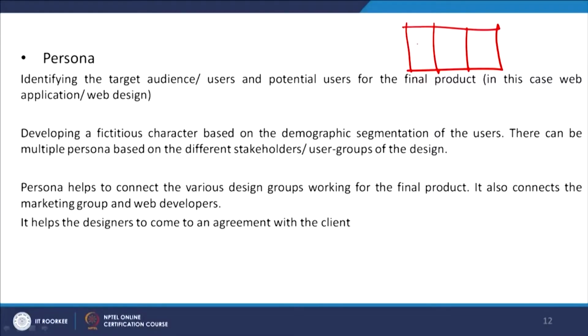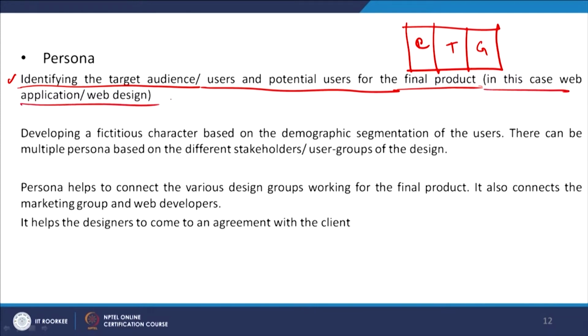Within that, we have already interviewed 15 people in the corporate sector, 15 travelers, and 15 people who are booking for somebody else. Those are the real people whom we have interviewed, but the persona is just one for each segment. So for corporate, one persona; for travelers, one persona; and for those booking for a guest, another persona. So what is a persona? A persona is identifying the target audience, or the potential users, of the final product. This is the role of the persona.